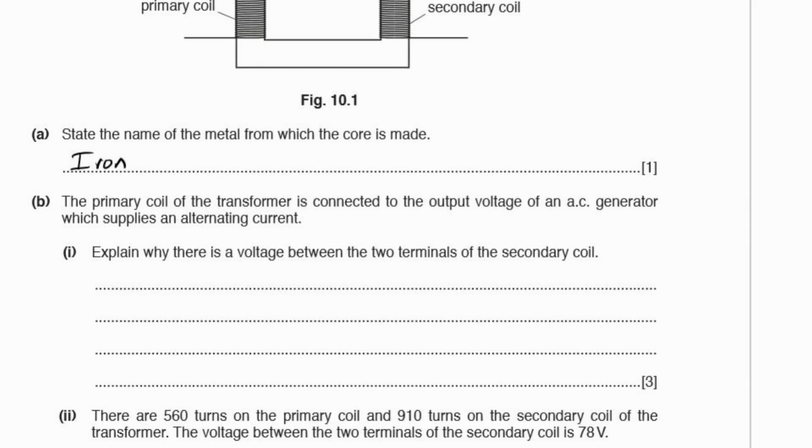B. The primary coil of the transformer is connected to the output of an AC generator which supplies an alternating current. 1. Explain why there is a voltage between the 2 terminals of the secondary coil. Okay, so what we have here, the alternating current in the primary coil creates an alternating magnetic field. It's transferred using the iron core over to the secondary coil. So the secondary coil is essentially cutting through the magnetic flux, which creates a voltage in the secondary coil between the 2 terminals. That's what's happening.